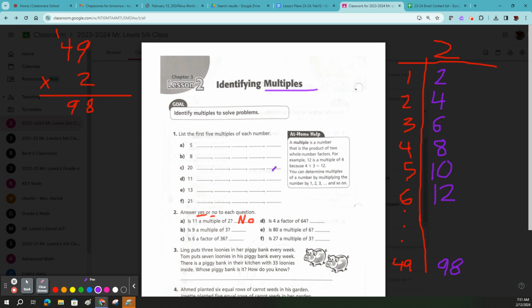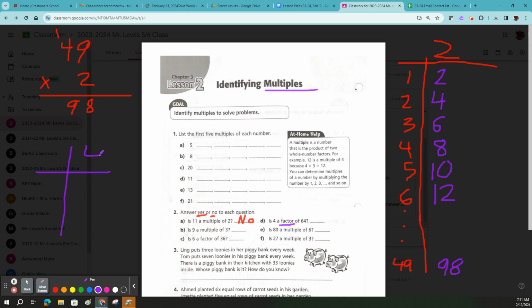Now, last thing I'm going to say before I go, don't confuse the word multiple with the word factor. They're similar, but they're a little bit different. If I said, hey, the 49th multiple of 2, it's as if I skip counted 49 times to get to 98. Okay. But if I'm using the word factor, as in this question here, is 4 a factor of 64, what it's asking is if 4 can multiply and eventually become 64. So if I listed the multiples of 4, would I eventually get to 64? Let's do that really quick.